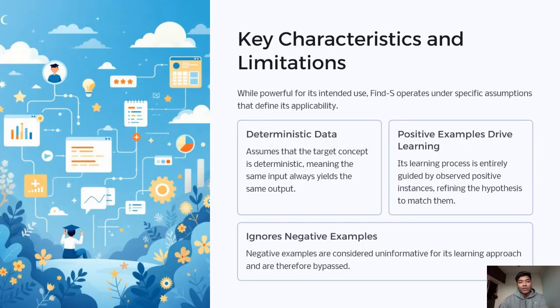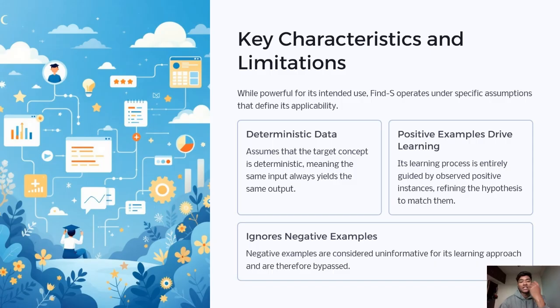Key characteristics and limitations. Find-S comes with some assumptions. It assumes the data is deterministic, meaning the same input always gives the same output. It learns purely from positive examples; it completely ignores negative examples. This is both a strength and a limitation. It's great for simplified tasks, but not ideal when negative examples provide important information.